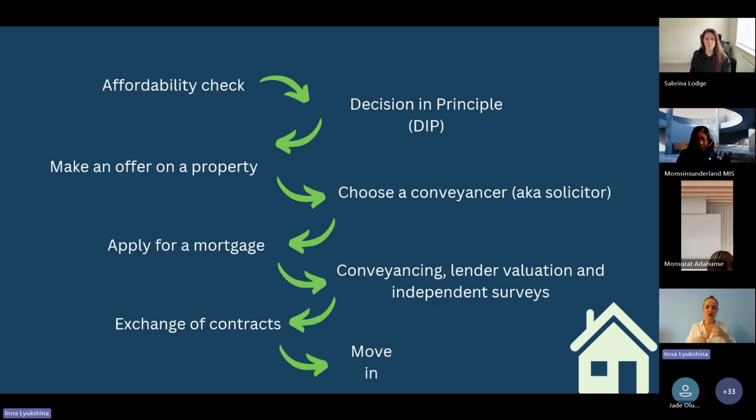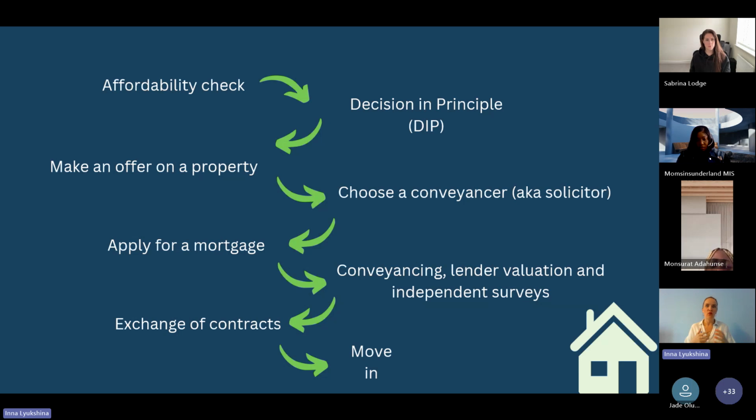Once these calculations are done, and there is a complex way of figuring it all out, and each lender will have their different criteria and formulas of how they calculate that, we'll move on to the next step of the process: decision in principle. It sounds quite smart, but in simple words, decision in principle is the certificate that can be issued to you by the mortgage advisor. This certificate confirms how much money, in principle, you can borrow from this or that lender.